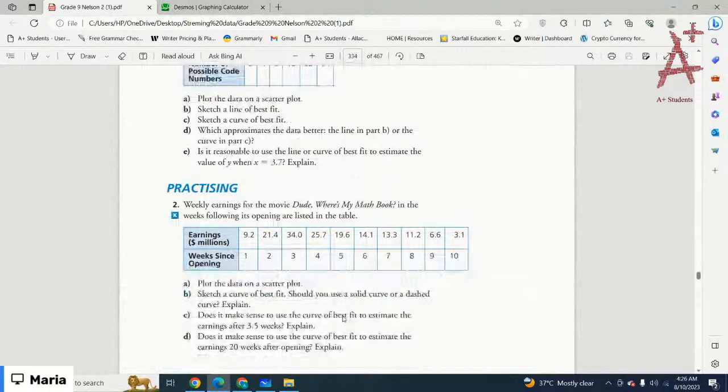Does it make sense to use the curve of best fit to estimate the earnings after 3.5 weeks? Okay, let's just look at the values: 9.2, 1 week, 2 weeks, 21.4. You can see as the weeks are increasing, the earnings are increasing and decreasing also, right? So sketch a graph of best fit. Should you use a solid? Okay, I am going to use the solid, right?